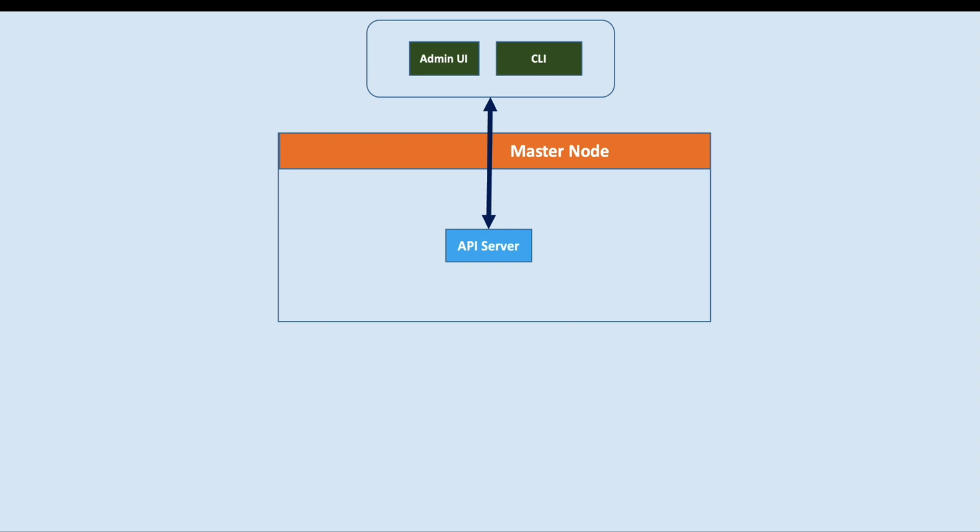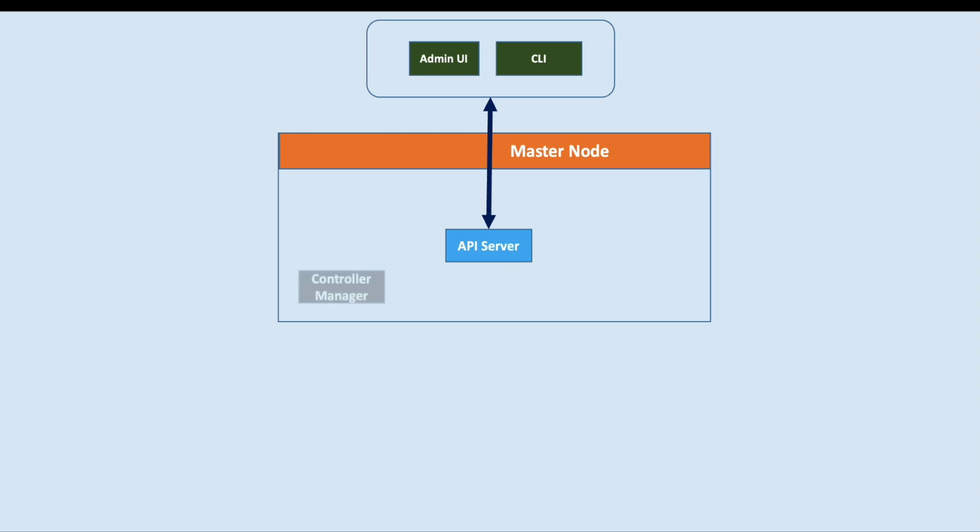Admission control. It enforces the admission control plugins which are responsible for making decisions about whether to accept or reject the request based on custom policies. This can include validating the resource configurations or mutating the requests before they are persisted, etc.